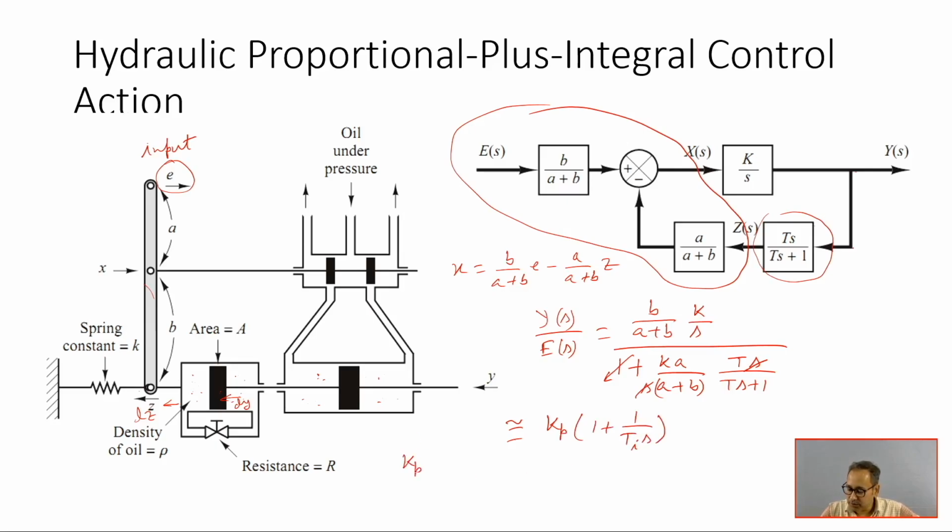Here Kp is the lever ratio B by A, and Ti is the integral time constant, equal to R A square rho by K. This will come if you replace all these things. So Ti is the time constant of this system, R A square rho by K, and it has the dimension of time, that is seconds. You can do this dimensional analysis using MLT, mass, length, time, and you will find it has the dimension of time. So that is all for proportional plus integral control action. Next, come to proportional plus derivative control action, PD.